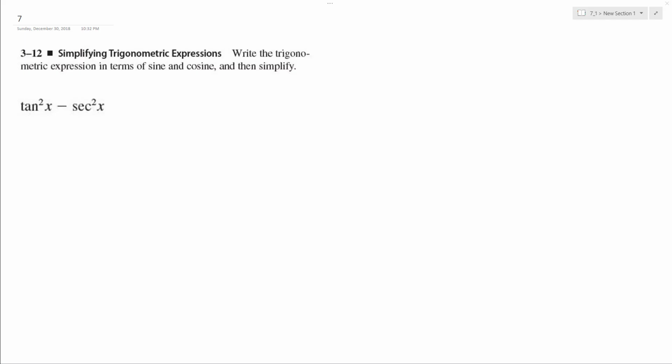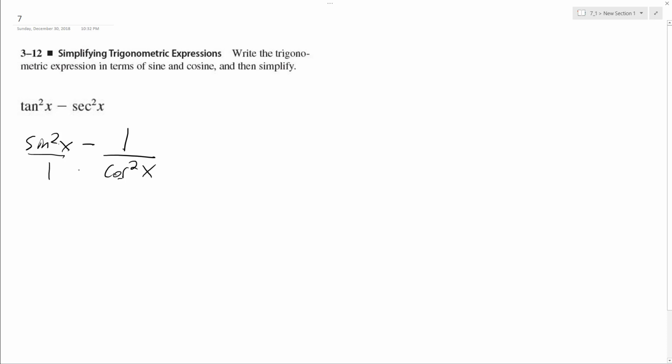All right, so I want to simplify this as much as possible. Rather than just say it's the trig identity 1, what I'm going to do here is rewrite this as sine squared x minus 1 over secant squared, which is the same thing as 1 over cosine squared x. So if we get common denominators here, this is over 1.